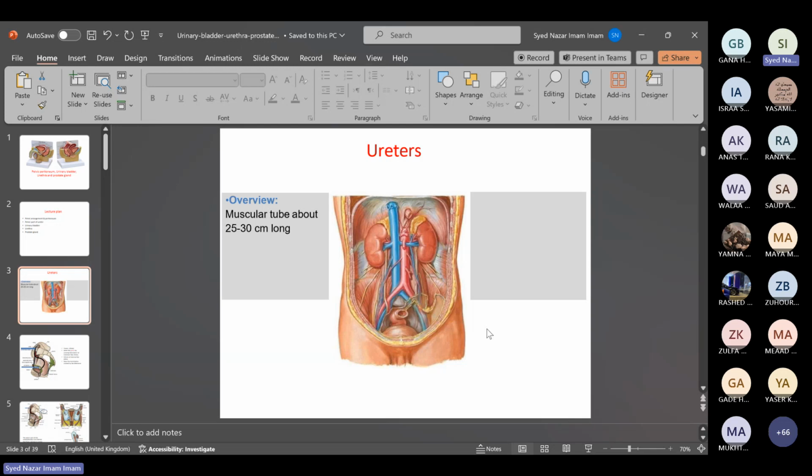So about the ureter, it's in the posterior abdominal wall. It's a retroperitoneal structure, and it is a muscular tube which carries urine from the kidney to the urinary bladder. It is about 25 centimeters long. So this is the general description.